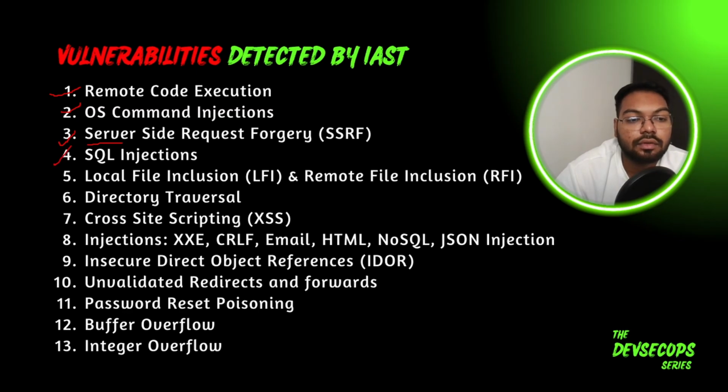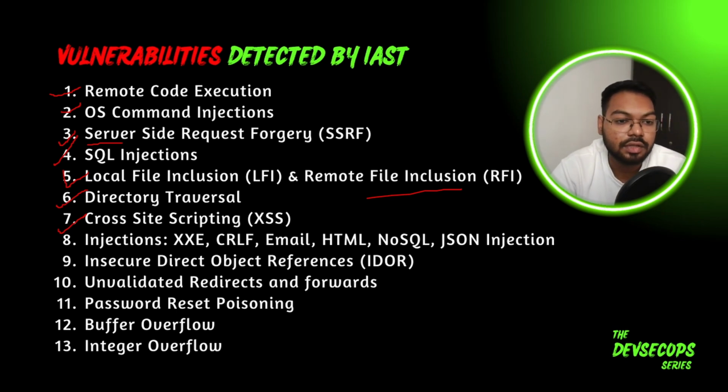Then SQL injections, local file inclusions, remote file inclusions. Can we do a directory traversal on the environment? Is cross-site scripting possible on the UI or not? Then XML external entity injections, whether they are possible or not. Then carriage return and line feed, CRLF. Then email injection, HTML injection, NoSQL or JSON injection.